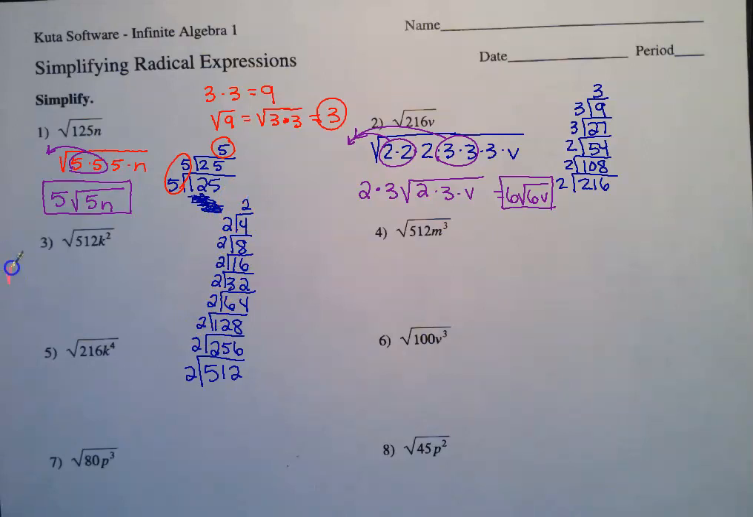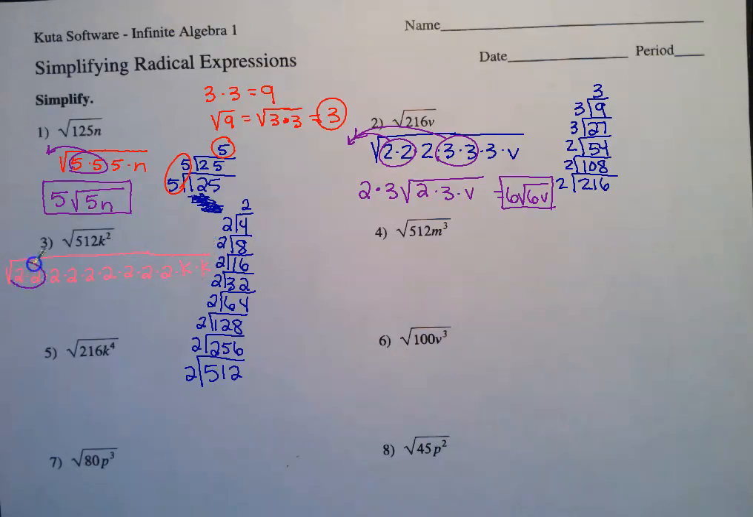So it's going to be the square root of 2 times 2 times 2 times 2 times 2 times 2. You don't have to write this either. I'm just making sure you see it. So 1, 2, 3, 4, 5, 6 2's, 7, 8, 9 2's. Now this is times k squared. So I'm going to write that out as k times k as well. And I'll show you why in just a second.